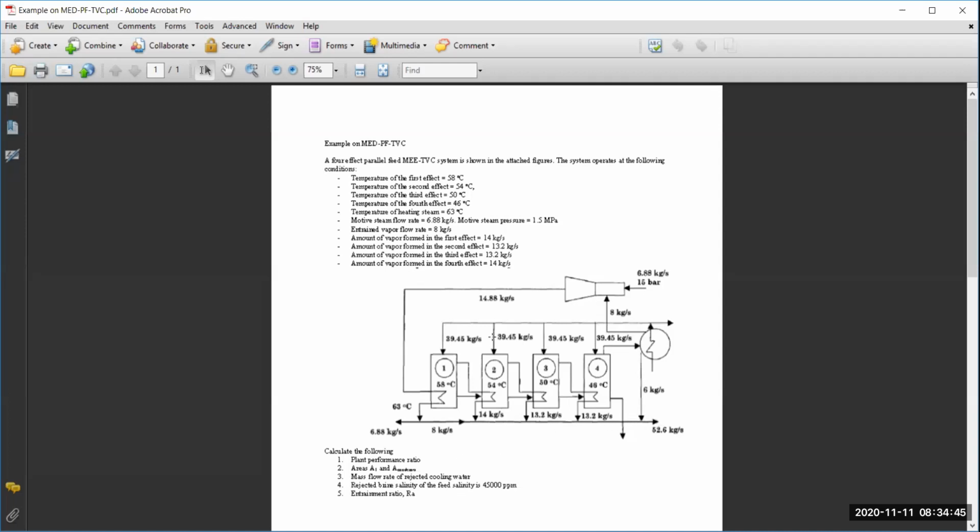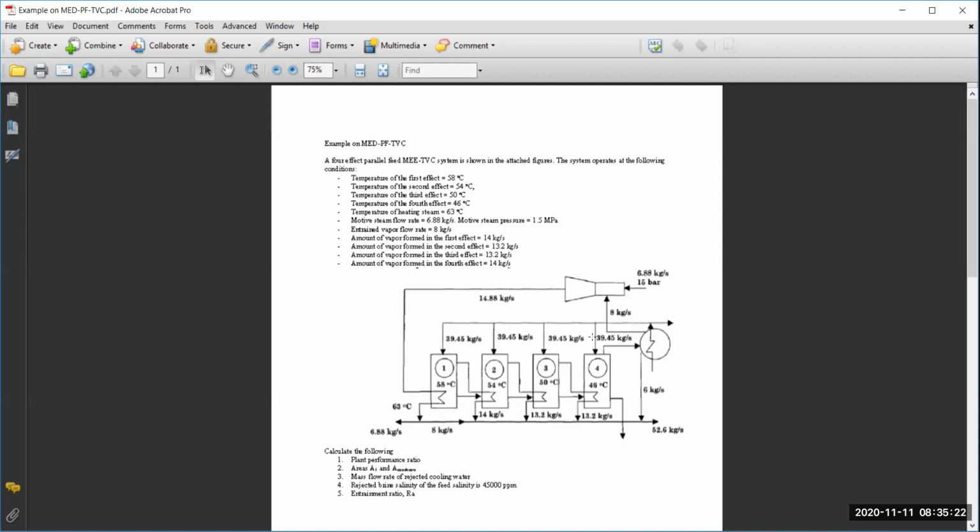And the information is given here. The feed is distributed in parallel to each one of the effects. So each effect is receiving 39.45 kilogram per second, as you can see. And the motive steam that we have obtained from the power plant, after being compressed and mixed with the entrained vapor, is going to heat the first effect, and then this quantity is going back again to the power plant. Whereas the entrained vapor is going to join the product line again.